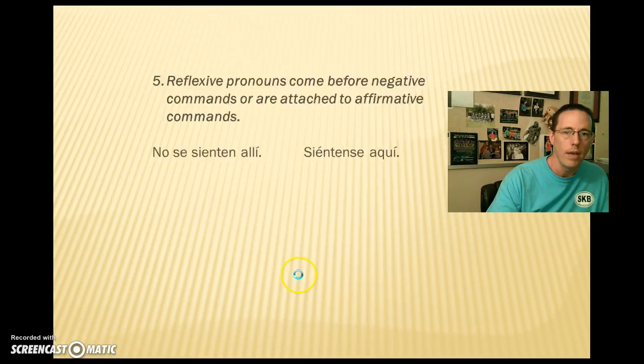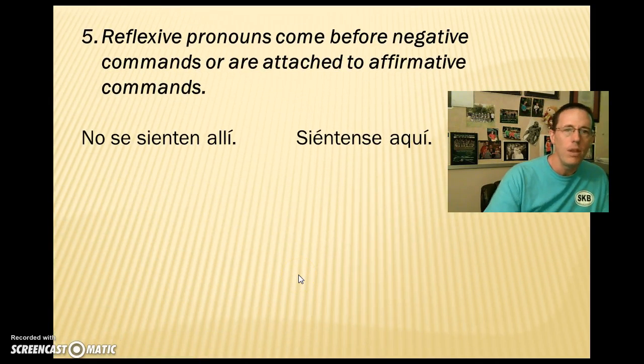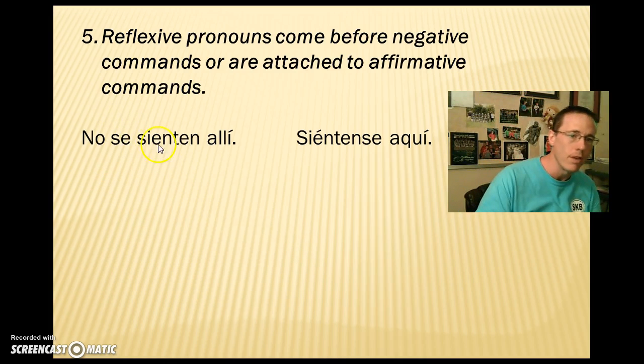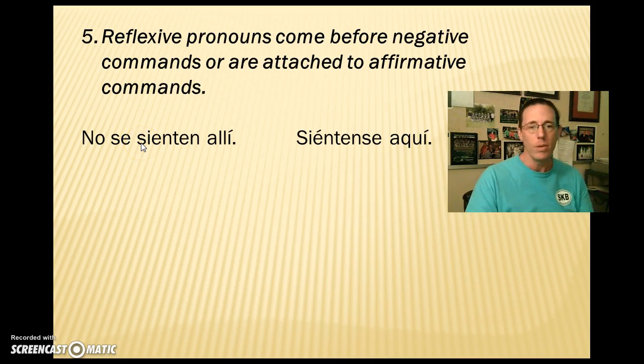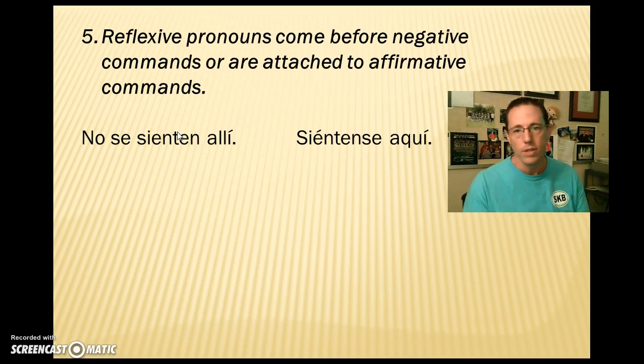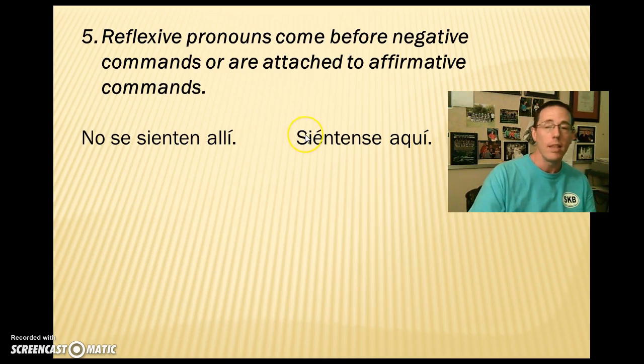Okay, la última, very last one. Reflexive pronouns come before negative commands and are attached to affirmative commands. So if you're using a reflexive, like you're telling someone to sit down or not sit down, you put your reflexive pronoun in front of the verb conjugation as you normally would. No se sienten allí. Don't sit there. That's talking to more than one person at a time. But if you were telling them to sit down, it would be siéntense aquí.